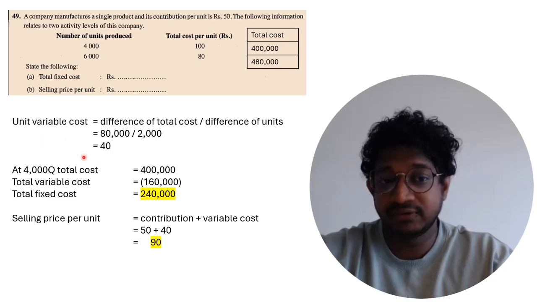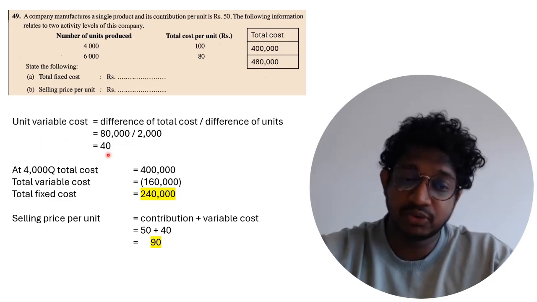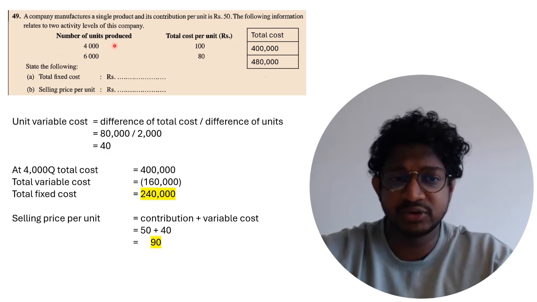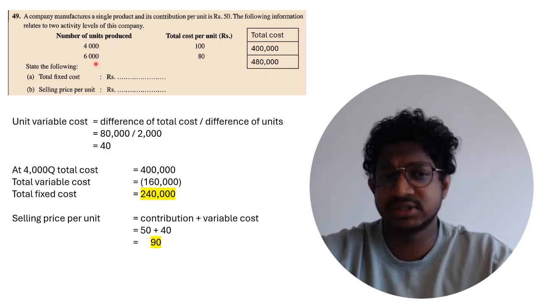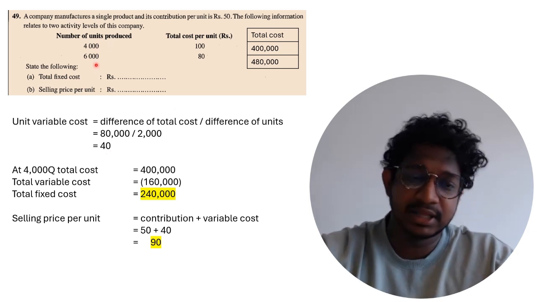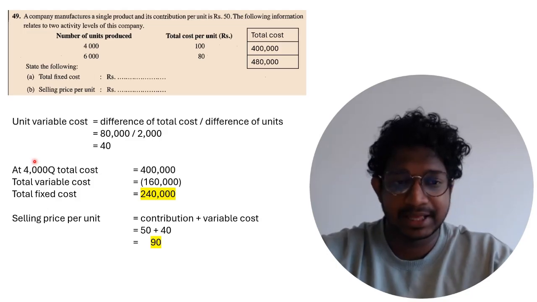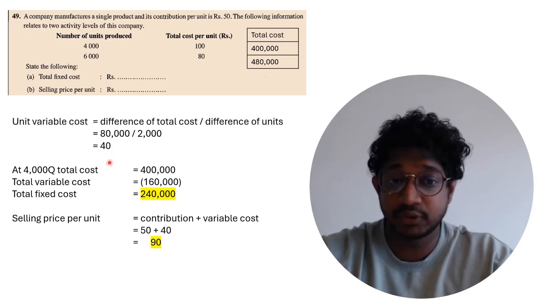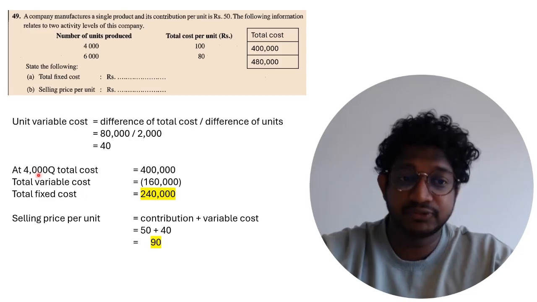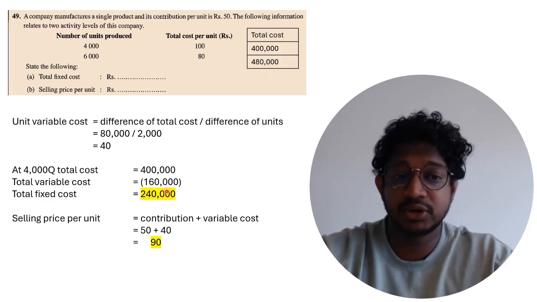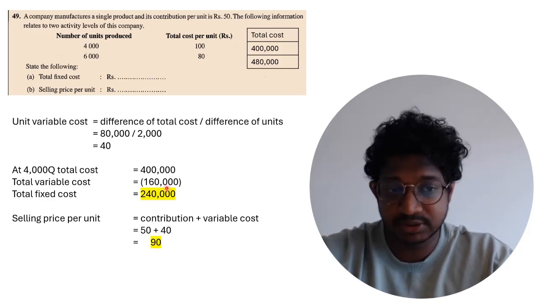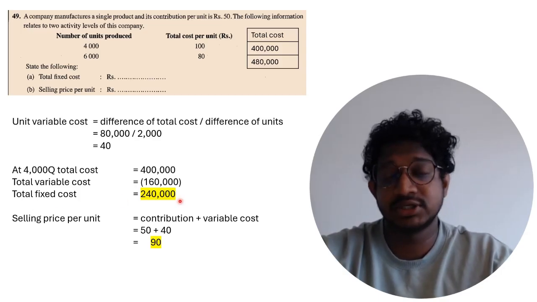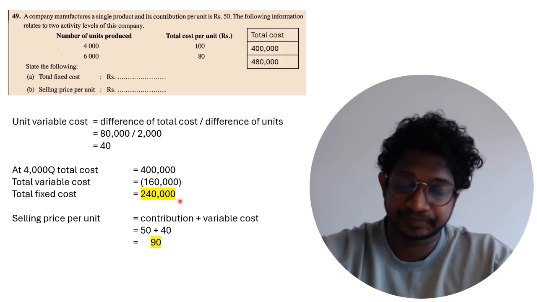So if you found the unit variable cost 40, then you can apply this 40 to the 4,000 level or 6,000 level. It doesn't matter. The answer should be the same in both. So at 4,000 quantity total cost we found 400,000, and the unit variable cost you found here is 40. So 40 into 4,000 quantity. So your total variable cost is 160,000. Then your total fixed cost is 240,000.